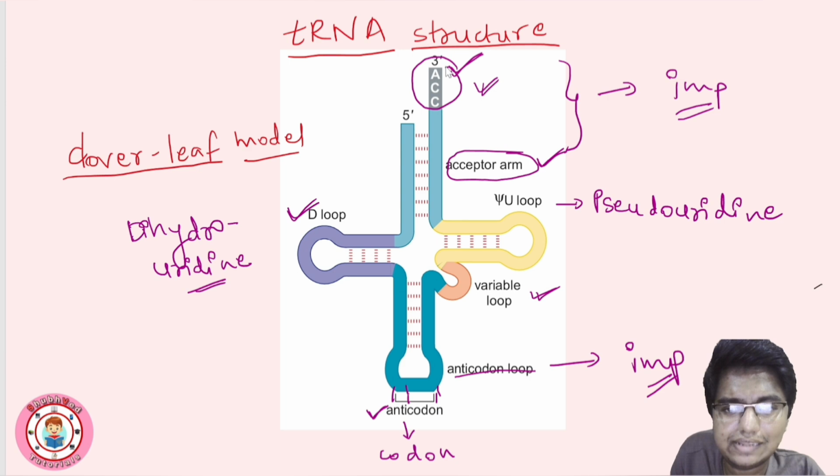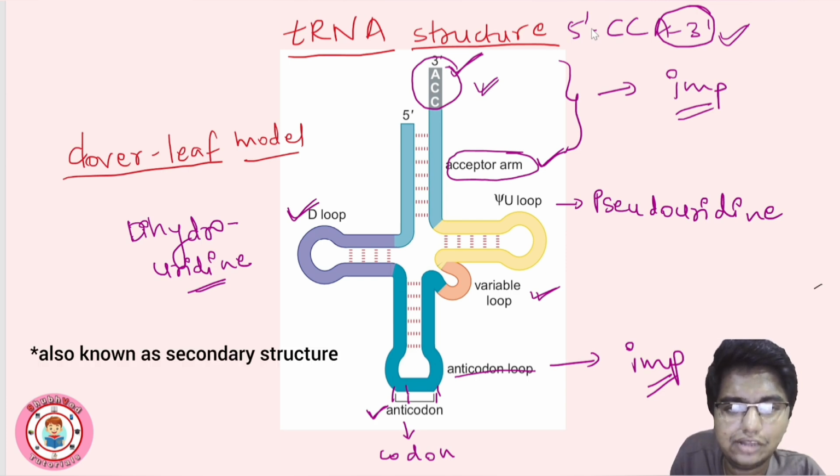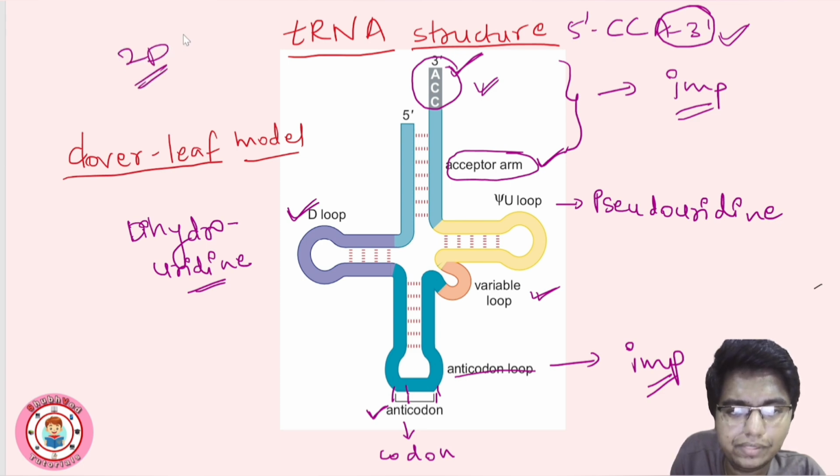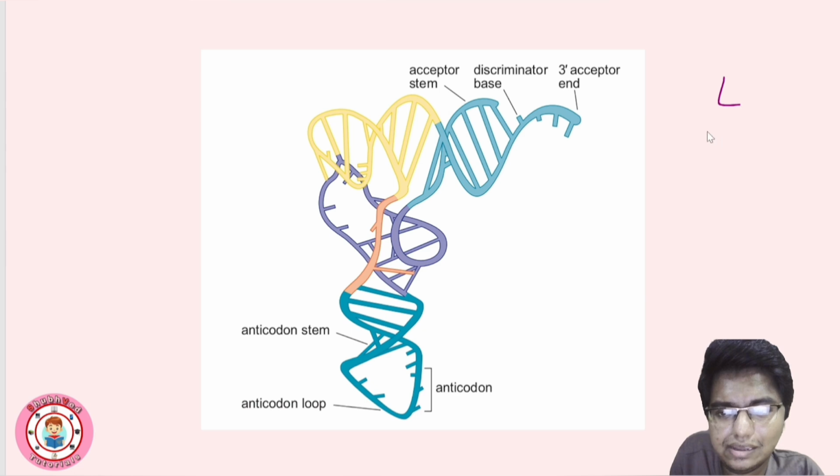Okay, after this A. Okay, we have to remember this CCA. C is at the 5', A is at the 3'. Okay, and here the amino acid will come and attach at the 3' A. Right? अभी ये जो 2D स्ट्रक्चर है, एक्चुअली this is a 2D structure, clover leaf model. Okay, now the 3D structure is the L shape. Okay, inverted L, we can say L shape.